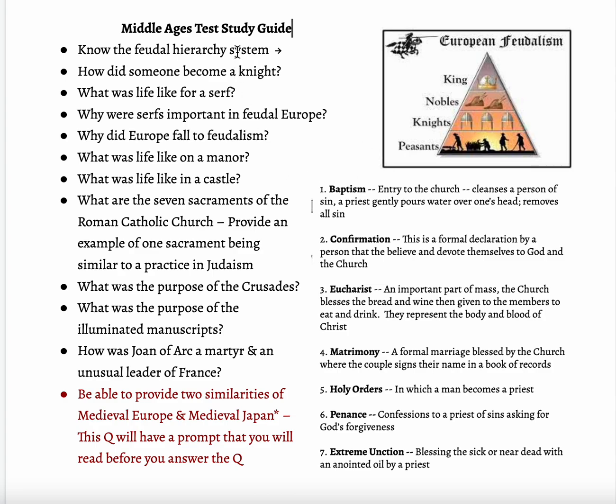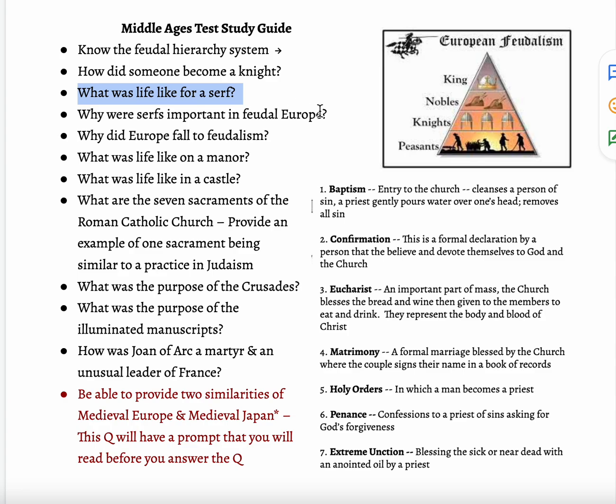You need to know the hierarchy in feudalism: the king at the top, the nobles, knights, and peasants, which are also called serfs. You need to be able to label that. You also need to know the process of how a person became a knight: squire, page, etc., the dubbing ceremony where they swear allegiance to Christ, or that they could be knighted on the battlefield by the king for doing something good or heroic.